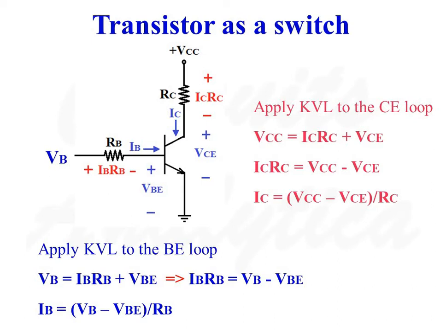Similarly, apply KVL to the collector emitter loop. We will get VCC is equal to ICRC plus VCE. ICRC is equal to VCC minus VCE. That means IC is equal to (VCC minus VCE) divided by RC.